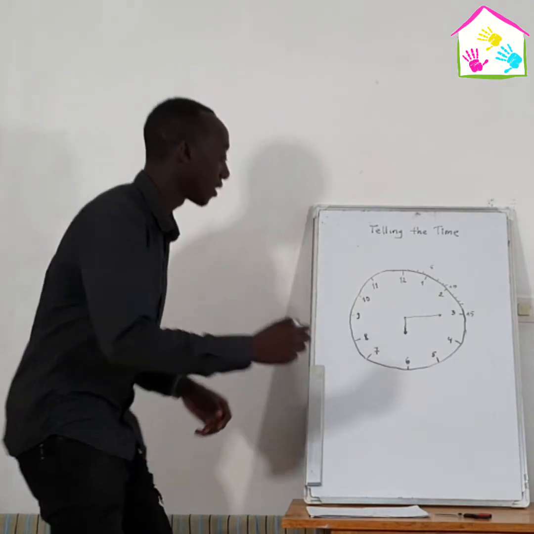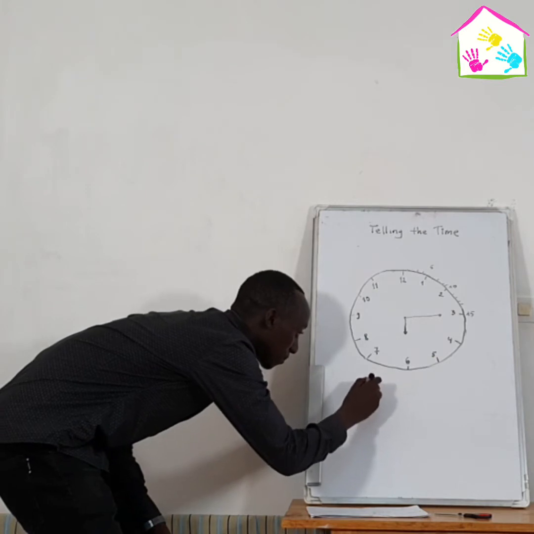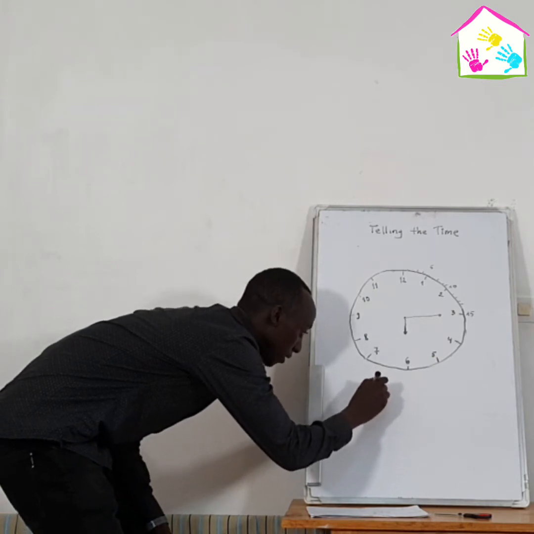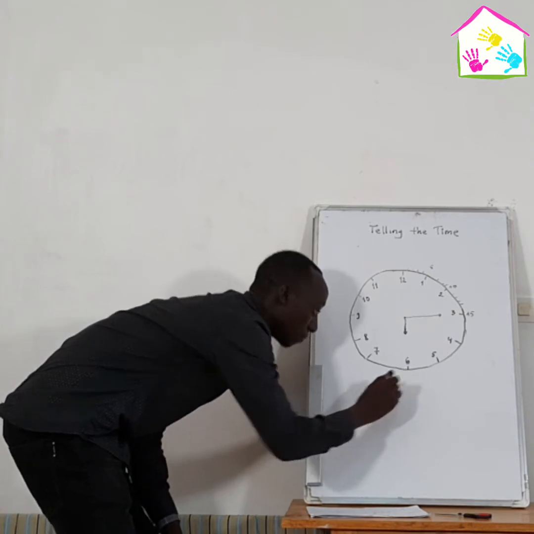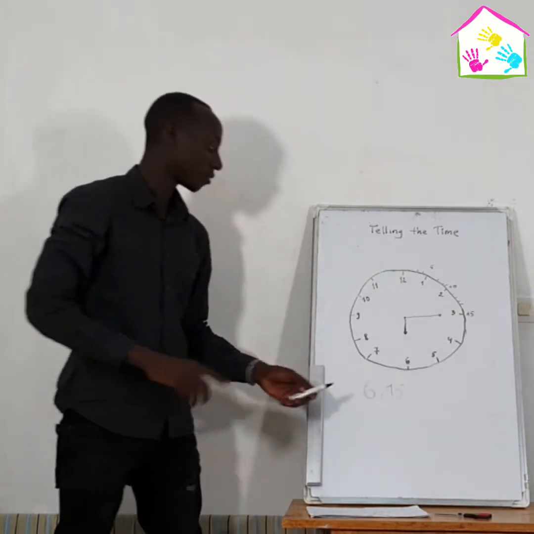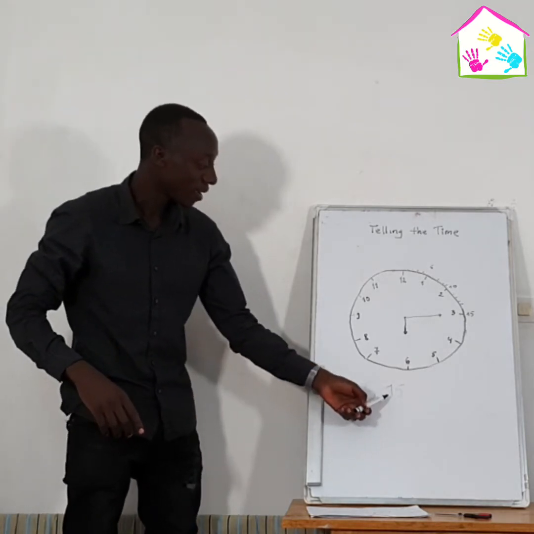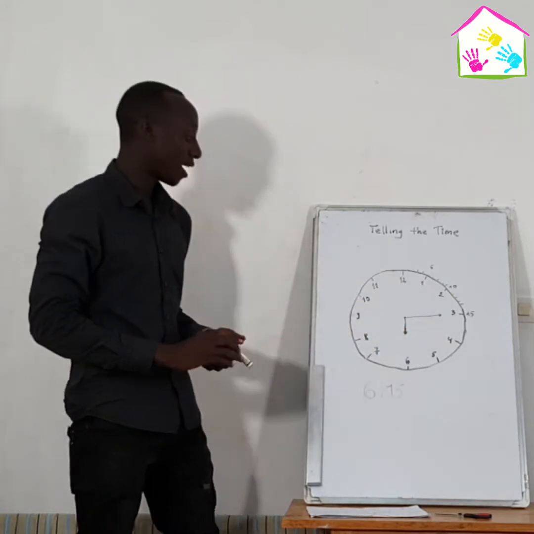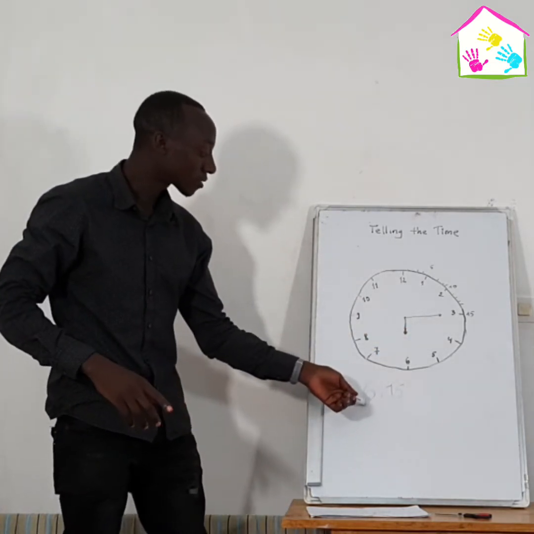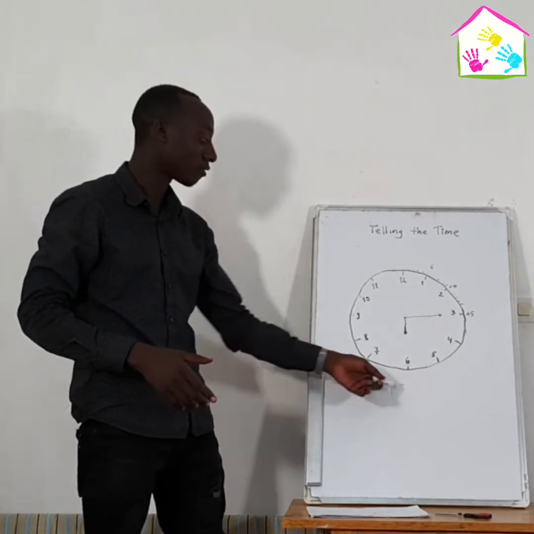It is 6 and 15. Sorry, I don't know if you can see it well. It is 6 and 15. How do we say it? It is 6 o'clock and 15 minutes. It is 6 and 15 minutes.